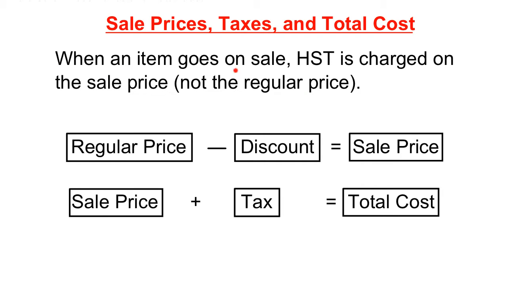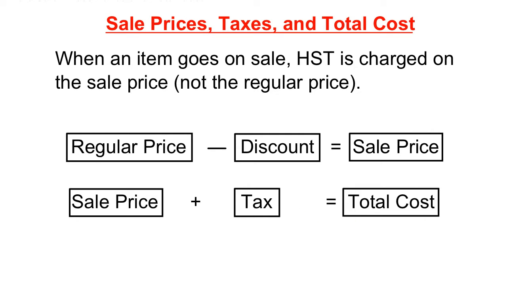When an item goes on sale, HST is charged on the sale price, not the regular price. So if you're trying to calculate the total cost after you've had a discount, don't forget you still have to pay taxes. So there's kind of a two-step process that we can follow. We can take the regular price and subtract the discount, and that gives us the sale price. Once we have the sale price, we have to add the tax to get the total cost.